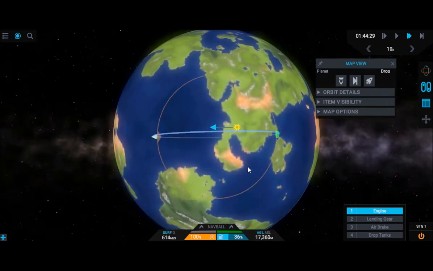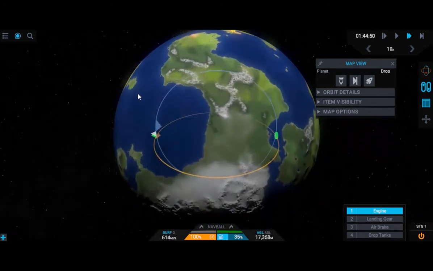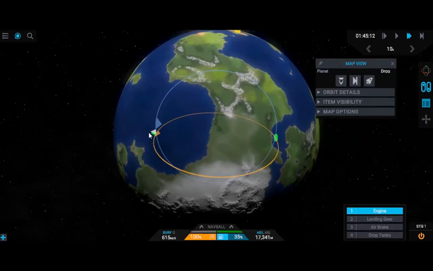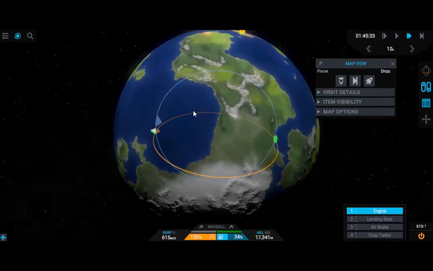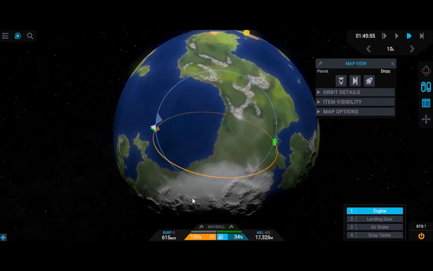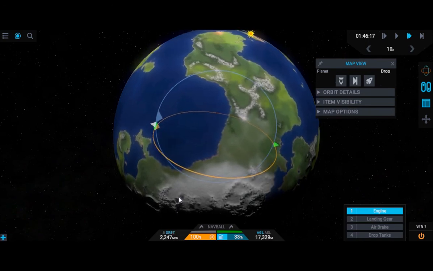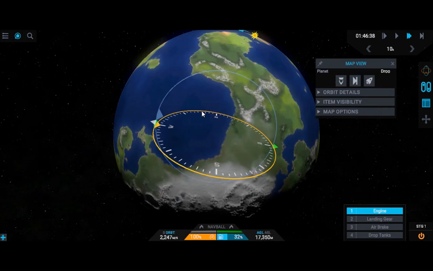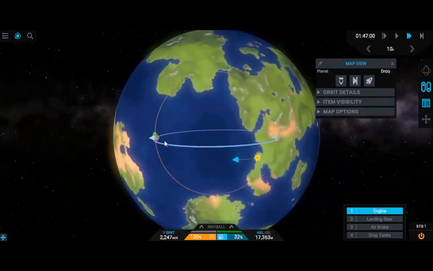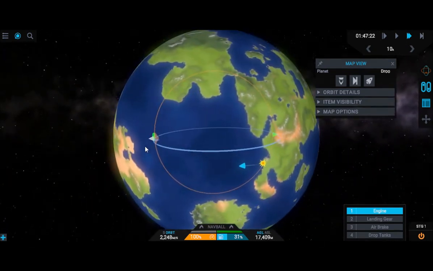Now let's get the vectors of the velocity. Surface speed is going west. Orbital speed is going east. So there's nothing hard to grasp here.